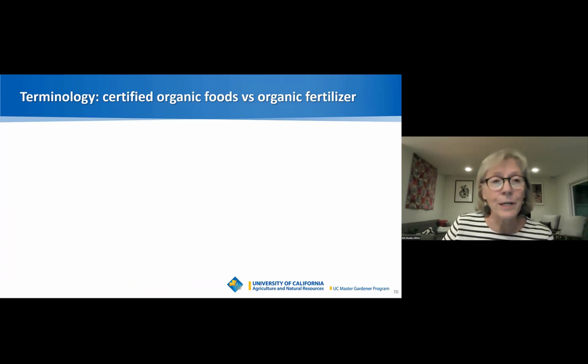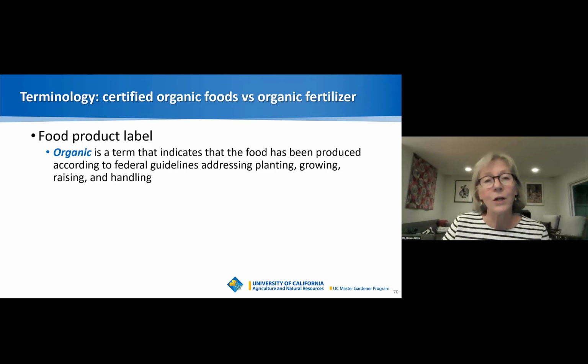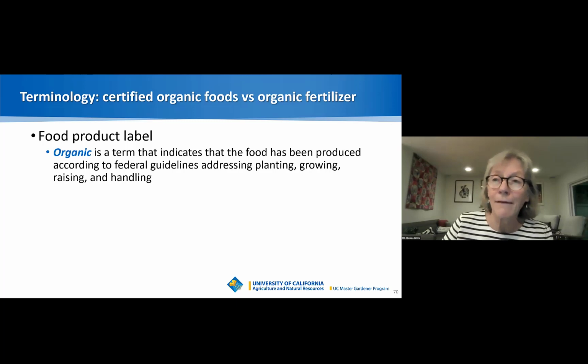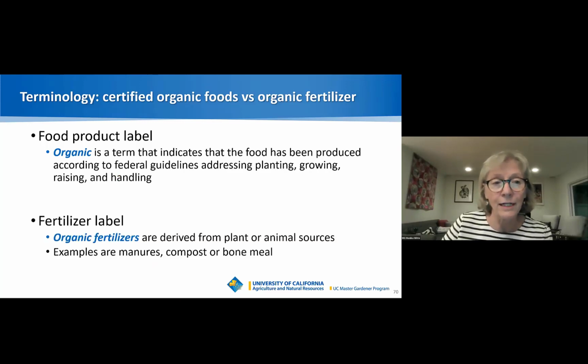Let's talk about terminology for a minute. What about the difference between certified organic food and the term organic when it's used on a fertilizer label? Organic food products are food that have followed federal guidelines in their processing and planting and growing. So that term means something for food, and it's quite different than what it means for a fertilizer label. Organic fertilizers are derived from plant or animal sources, and examples are manures, compost, or bone meal.